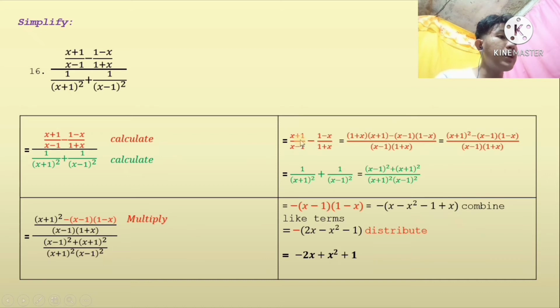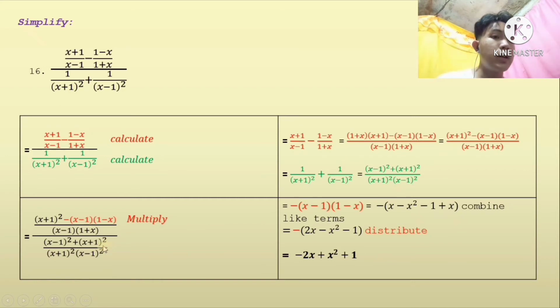So x plus 1 over x minus 1 minus 1 minus x over 1 plus x is equal to (x plus 1 times 1 plus x minus x minus 1 times 1 minus x) over (x minus 1 times 1 plus x). So then calculate the sum of the denominator. So let's add 1 over the square root of x plus 1 plus 1 over the square root of x minus 1, which is equal to (the square root of x minus 1 plus the square root of x plus 1) over (the square root of x plus 1 times the square root of x minus 1).